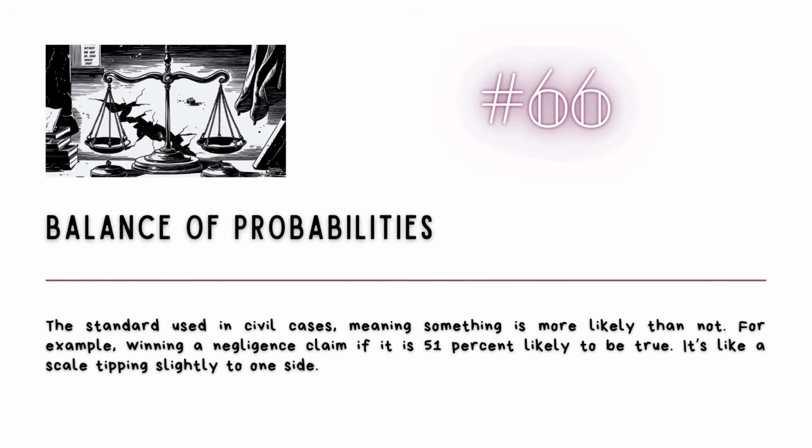Balance of probabilities, the standard used in civil cases, meaning something is more likely than not. For example, winning a negligence claim if it is 51% likely to be true. It's like a scale tipping slightly to one side.